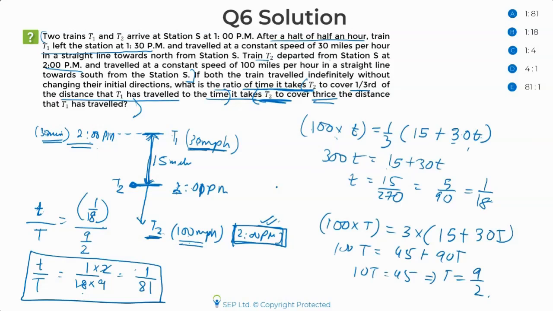The main important thing in time and distance questions, especially when two entities are traveling at different times, the first thing that you need to do is bring them to the same time. So I made sure that at 2 p.m. I know how much T1 has covered and from where T2 is starting. So this small t and capital T is always with respect to T2. From 2 p.m., both of them are traveling small t. From 2 p.m., both of them are traveling capital T.